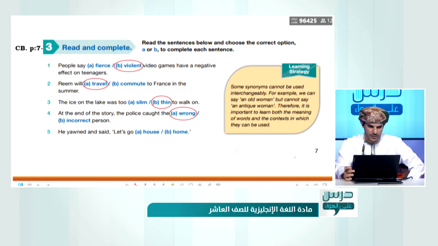Number 4, wrong, because incorrect, usually we use it with information and answers. Incorrect answer, incorrect piece of information. But with persons, people use wrong: the wrong guy, the wrong man, the wrong woman.